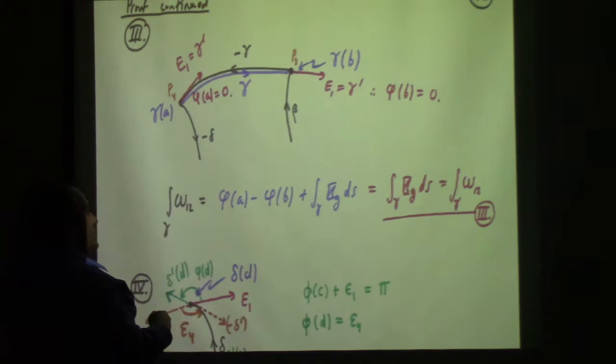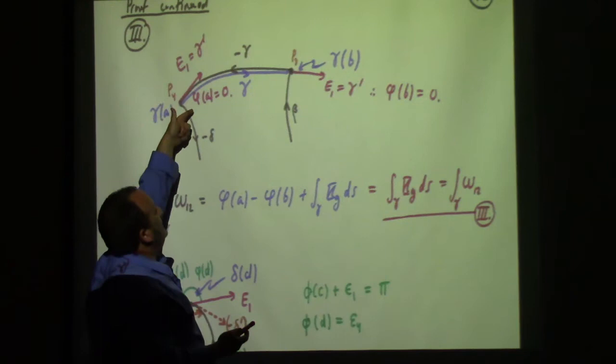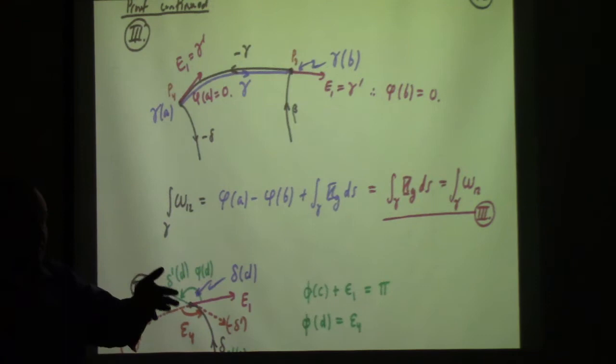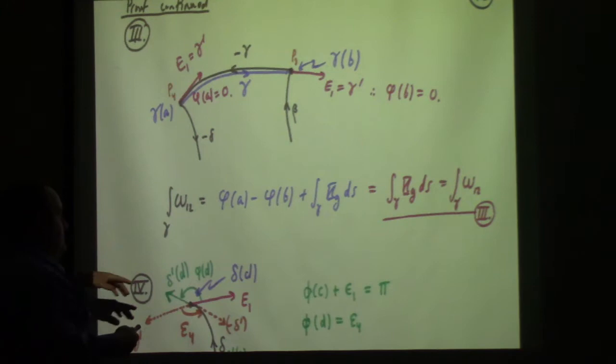And so the angle of inclination here is 0. The angle of inclination there is 0 because, again, this is the curved segment. Like you said, just like alpha, the velocity field is the E1 field rescaled. And so, yeah, we just get phi of A minus phi of B equal.